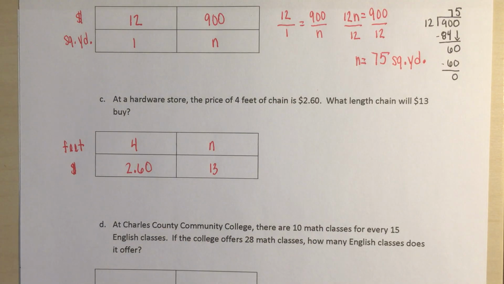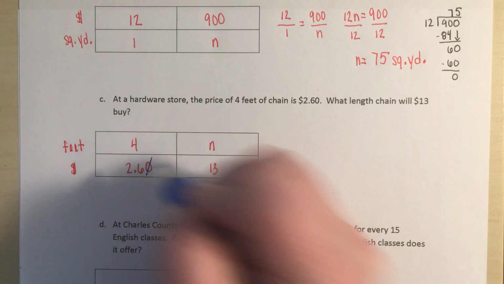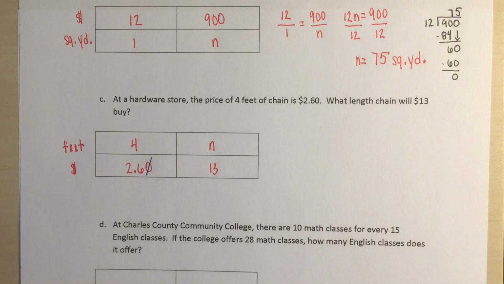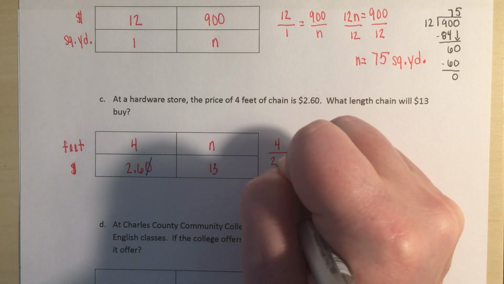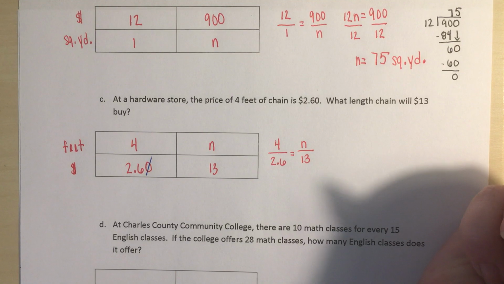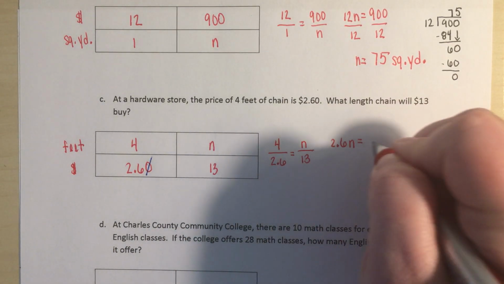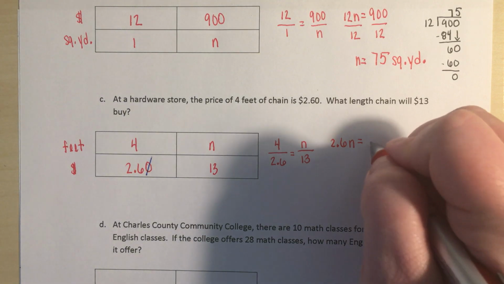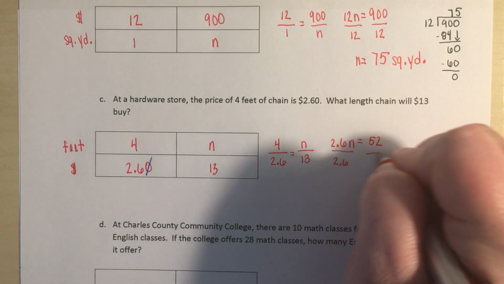In this case, we could reduce. We don't really have to if we don't want to. Again, it's up to you. You never have to reduce things in the lowest terms. One thing I am going to do just to make this a little bit easier, I'm just going to ignore that 0. So when I rewrite my proportion, I'm going to have 4 over 2.6 equals n over 13. Now I'm going to cross multiply. 2.6 times n. 4 times 13 is 52. We're going to divide both sides by 2.6.